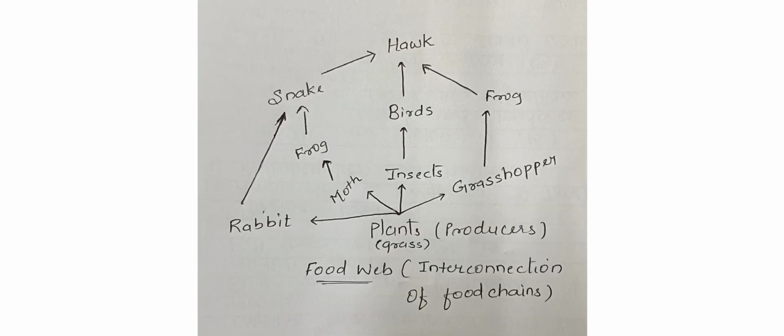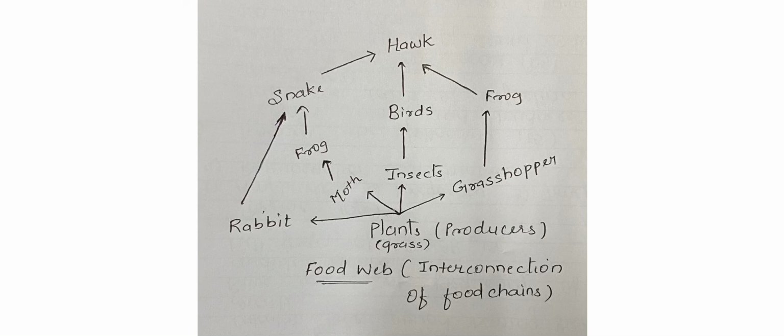Now let us consider this food web. It is an interconnection of 4 food chains. We consider the first food chain. Grass is eaten by insects. Insects are eaten by birds, and birds are eaten by hawk. Now the same grass can also be eaten by grasshopper, and this grasshopper is eaten by frog, and frog is again eaten by hawk. So you can see that these two are interconnected with each other.